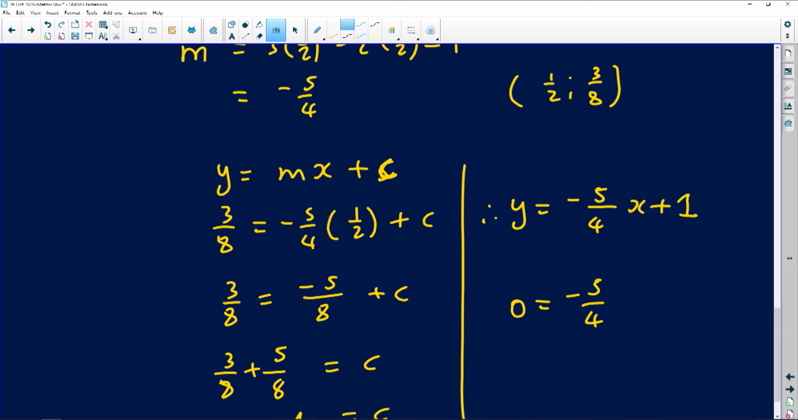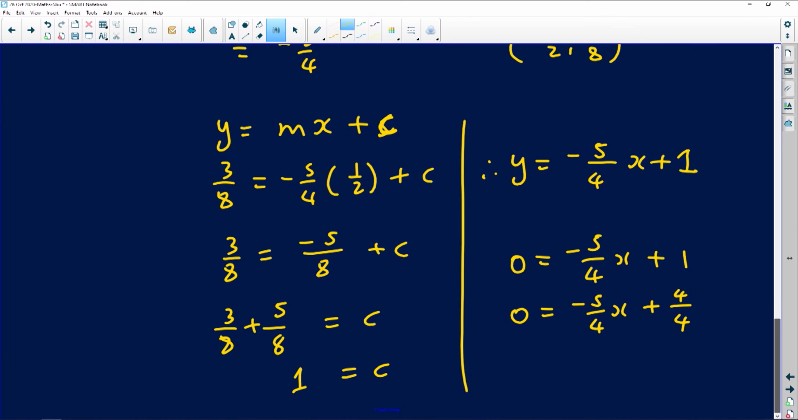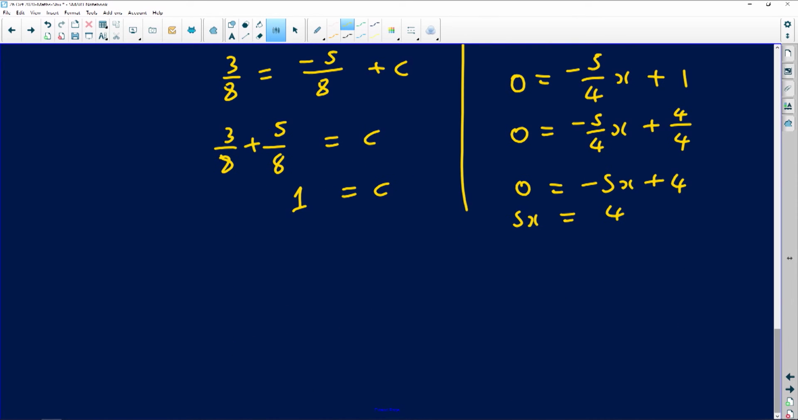You've got negative 5 over 4x added with 1, which you can then simplify by just changing this to 5 over 4x plus 4 over 4. 1 is the same as 4 over 4, beautiful people. I'm going to multiply everything by 4 because I hate that I've got fractions going on here. So 0 is negative 5x when you multiply everything by 4, plus 4. And then you're going to have 5x is 4 when you add 5x on both sides. So this is going to cut the x-axis when x is equal to 4 divided by 5.